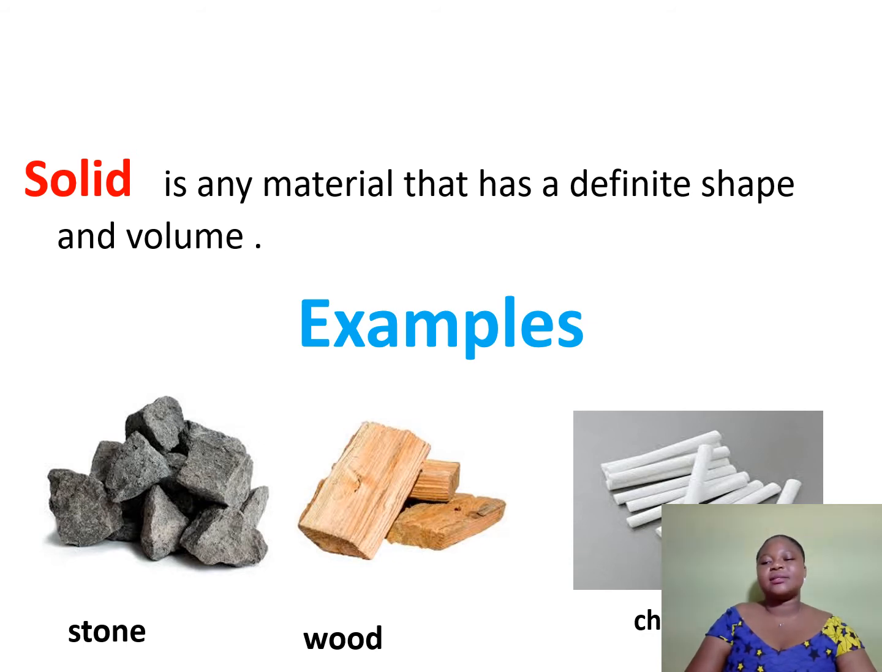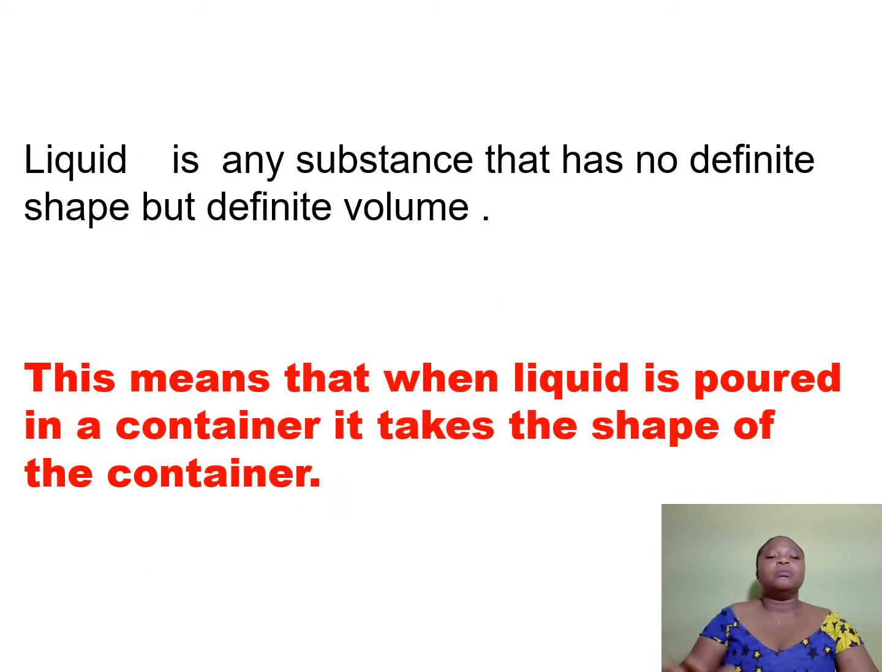Let's go to our next slide. Good. So we have more examples, as I said. Apart from these three, we have gravels, Milo. A paper is also a solid material. Okay. Chair is also a solid material.